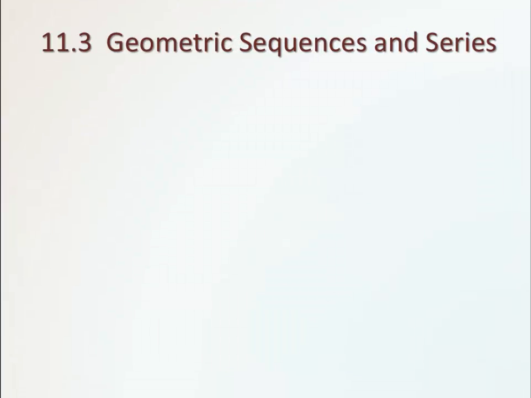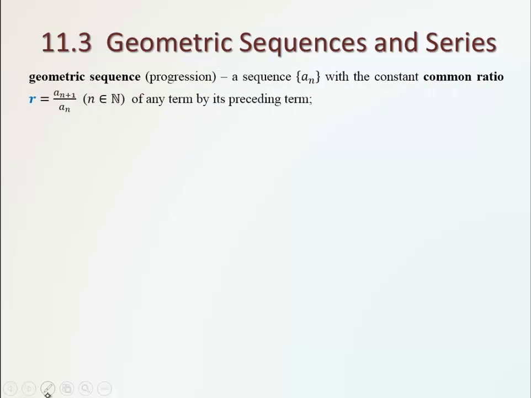In this lesson, we will study geometric sequences and series. A geometric sequence, or geometric progression, is a sequence a_n with a constant common ratio r, which is defined as the ratio between any term over the previous term, so a_(n+1) over a_n. And that must be true for any natural number n.